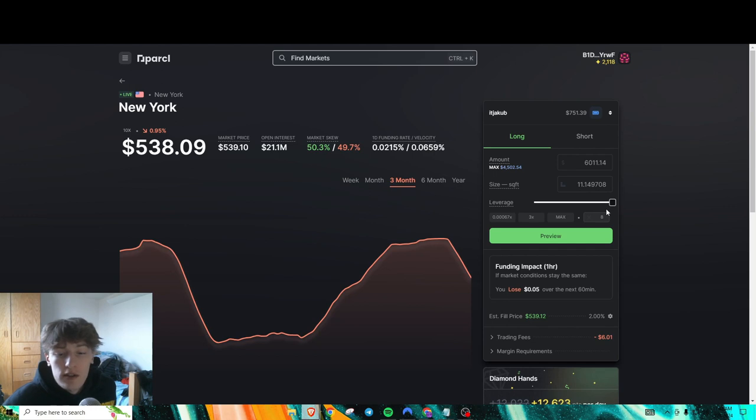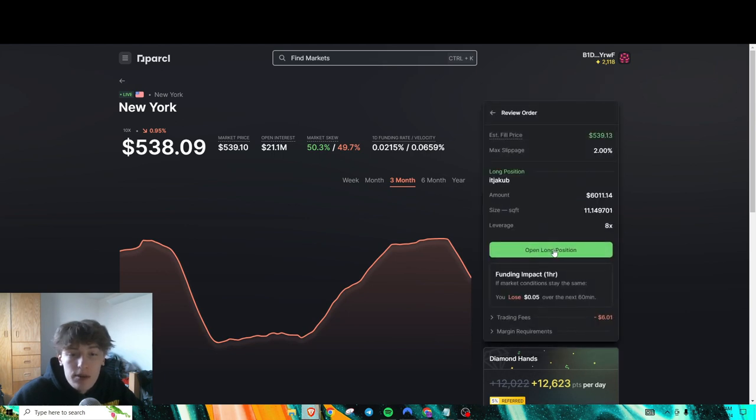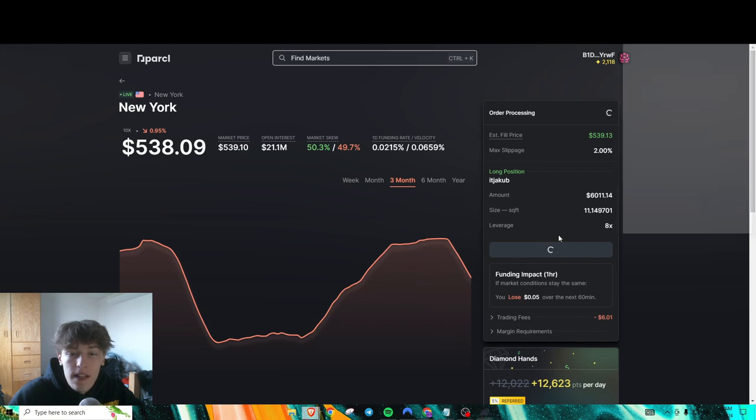So I'm going to long with 8x leverage because that'll give me 8 times the points, but points are now boosted by like 2.5 as well. So you just want to keep compounding on the boost basically. So I'm just going to preview and then it'll show my amount. I'm going to open this position here.